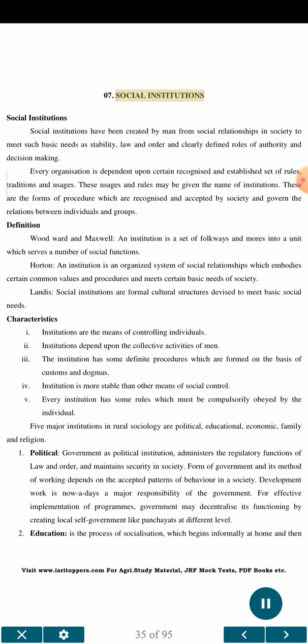07. Social institutions. Social institutions have been created by man from social relationships in society to meet such basic needs as stability, law and order, and clearly defined roles of authority and decision making. Every organization is dependent upon a certain recognized and established set of rules, traditions and usages. These usages and rules may be given the name of institutions.